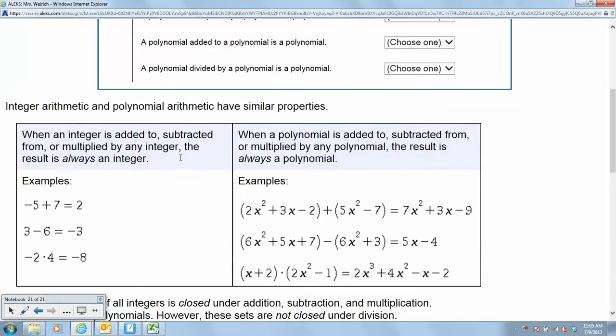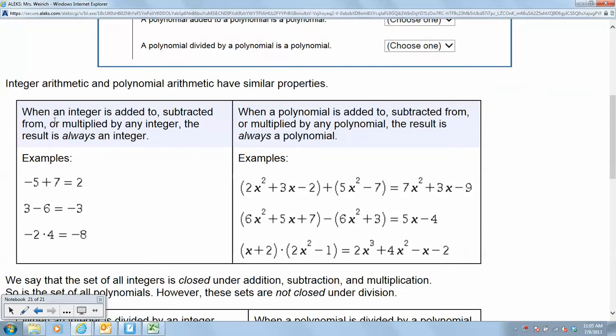If you notice, the first one here is talking about addition. If an integer is added to, subtracted from, or multiplied by any integer, the result is always an integer. So if I take negative 5 plus 7, no matter what I add, I'm always going to get another integer. Whatever I subtract, I'm always going to get an integer. And whatever I multiply, I'm always going to get another integer.